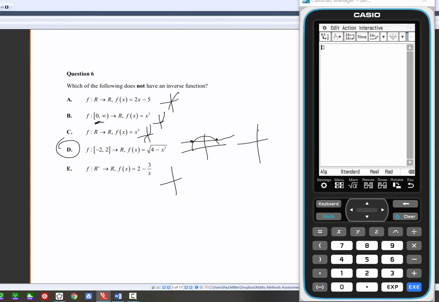And just to confirm it, that's a hyperbola up 2 units. So up 2 units, and it's negative. So that's going to be like that. Okay, and that certainly is one-to-one.